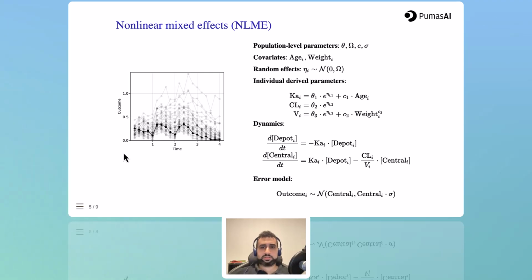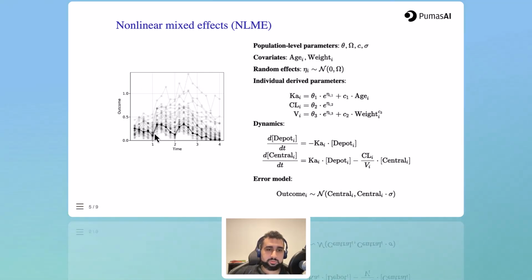Now, let's get a brief understanding of something called nonlinear mixed effects modeling, and we'll see different ways to look at this class of models in the next few videos. Basically, the idea of a nonlinear mixed effects model is that we're trying to model this hierarchical data, or this data across multiple patients.